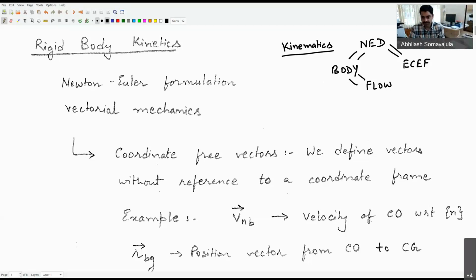Okay, so today what we will be looking at is how to get to the equations of motion, and we will primarily be employing what is called the Newton-Euler formulation, which is nothing but essentially the application of conservation of linear momentum and angular momentum.